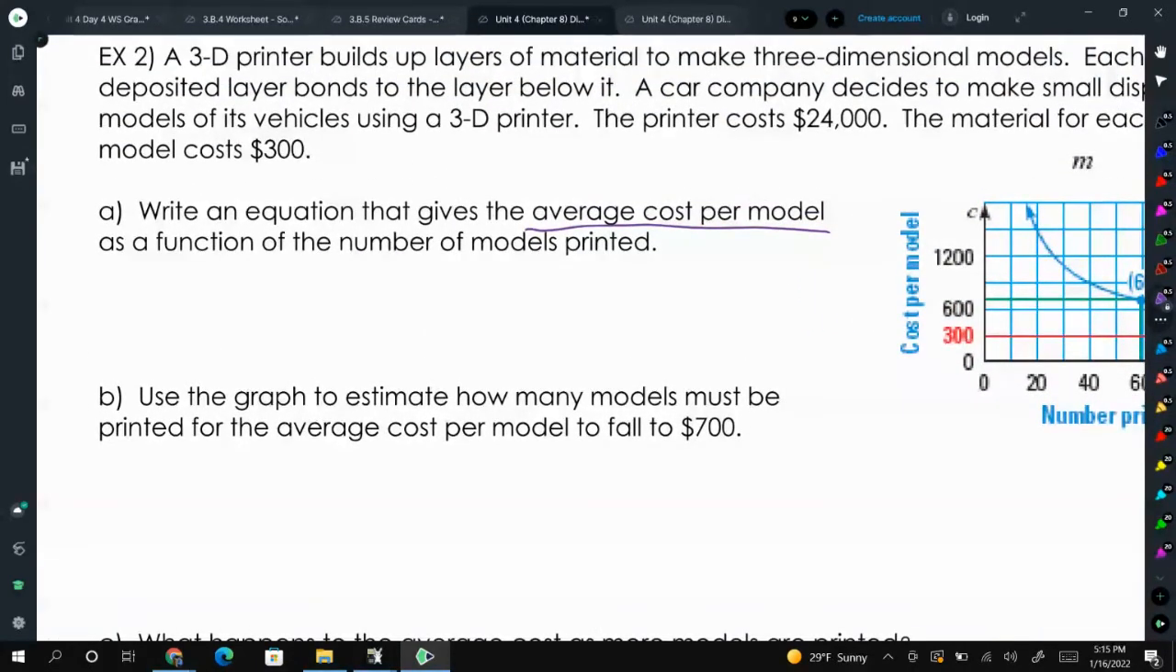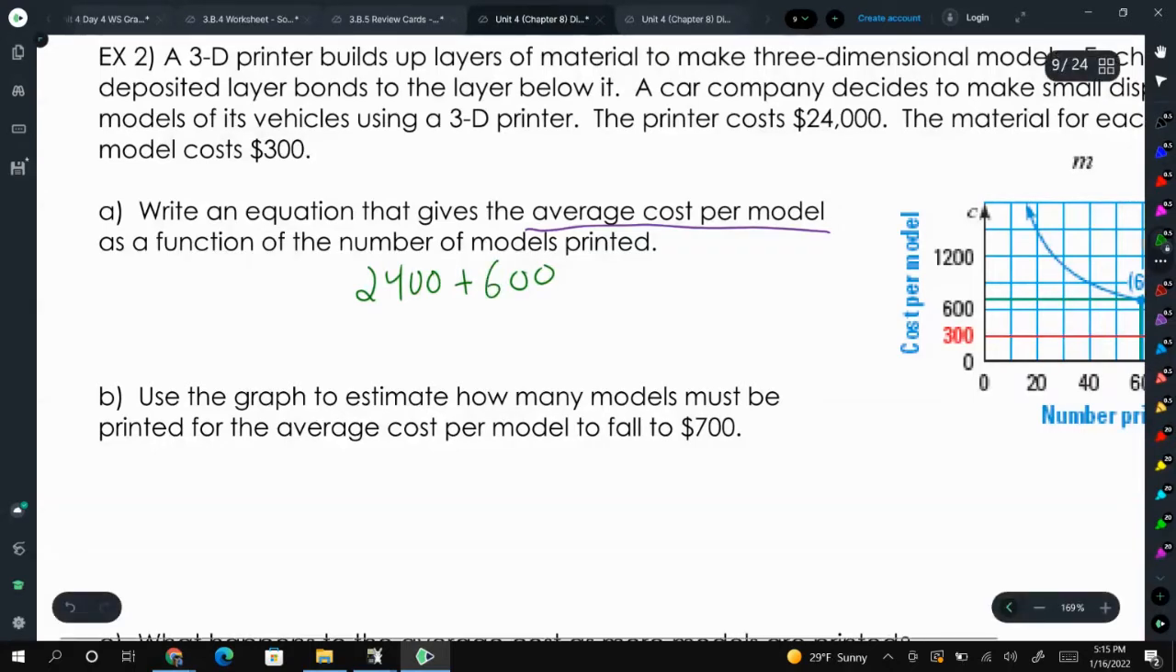So if we were just to print one model, that would be the $24,000 that it would cost plus $300. Now, if we were to do two models, it would be plus $600. If we were to do three models, plus $900, and so on. So that would be the cost to print 1, 2, 3, 4, 5 models, and so on. But if we wanted to find the average, we would divide by how many models we printed.